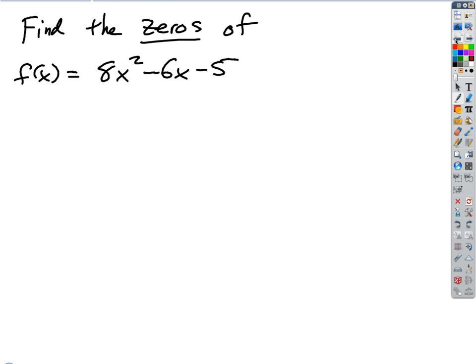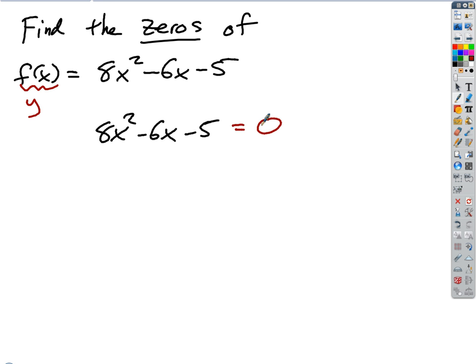So if I go back to my problem then, finding the zeros of a function, what am I going to do? I'm going to set the whole thing equal to 0 because I want to know when is the function f of x, and f of x is just a fancy name for y, right? I want to know when does y equal 0. Does that make sense? So then I'm just going to turn this into the equation 8x squared minus 6x minus 5 equals 0.